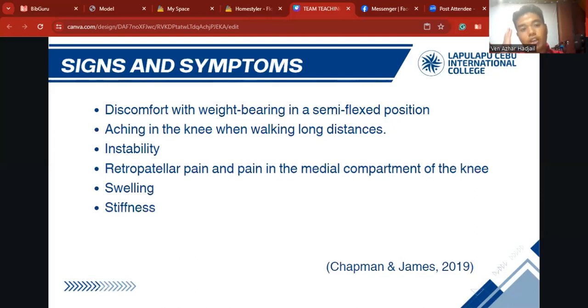When we talk about retropatellar pain, as we all know, when your femur and your tibia are positioned this way, there's also a bone here, and that bone is called the patella. What this means is there is pain in the space between the patella and the femur. There may also be swelling and stiffness. And not only that, the patient may also feel a popping sensation during the accident.